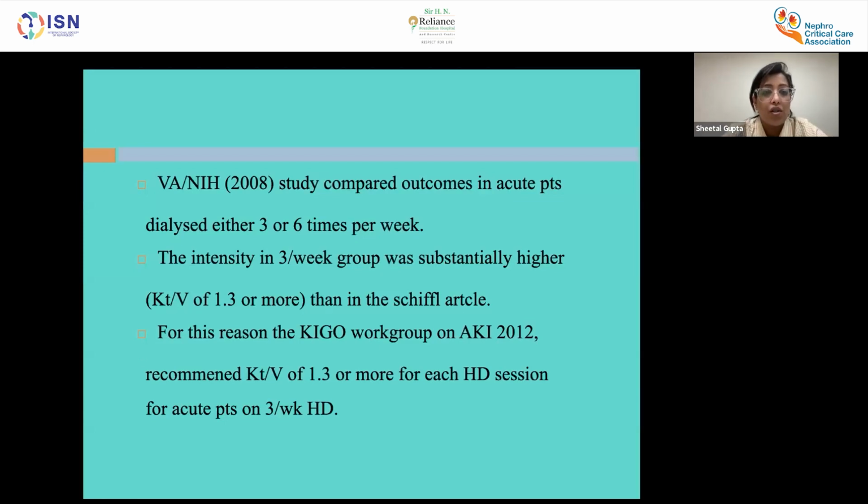Then the VA/NIH study in 2008 compared the outcomes in acute patients dialyzed either 3 or 6 times per week. In this study, the intensity in the thrice a week group was substantially higher, that is Kt/V of 1.3 or more, than in the Schiffl study. For this reason, the KDIGO work group on AKI 2012 recommends Kt/V of 1.3 or more for each hemodialysis session for acute patients on thrice a week hemodialysis.